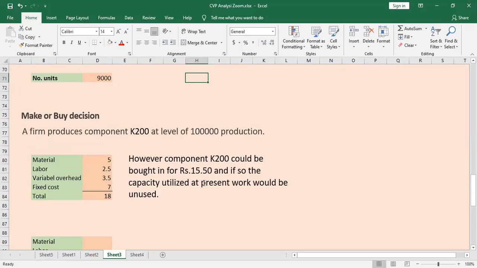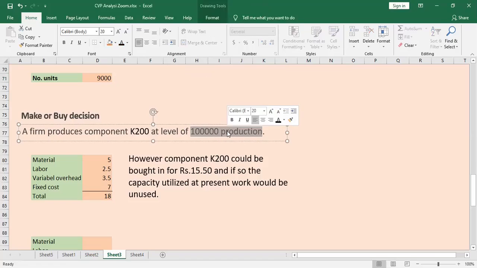Now the company is considering whether to buy it from outside or to make the component within the company itself. In that type of decision, we have this information. The firm produces a component called K200 at a level of 100,000 units. However, this component could be bought in for 15.5, and if so, the capacity utilized at present would be unused.